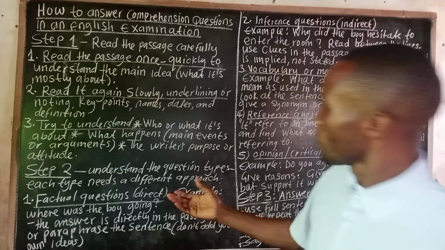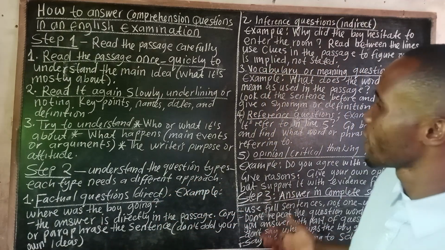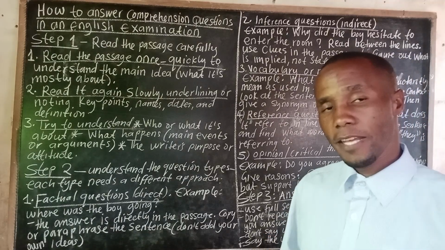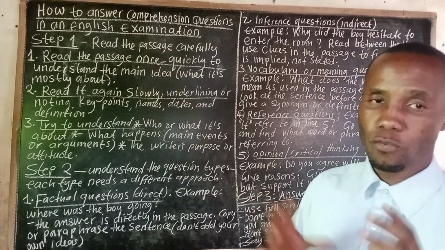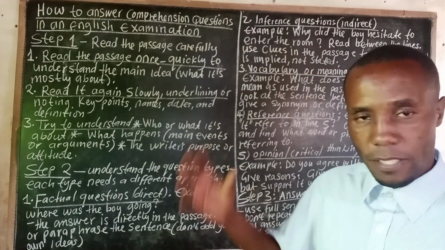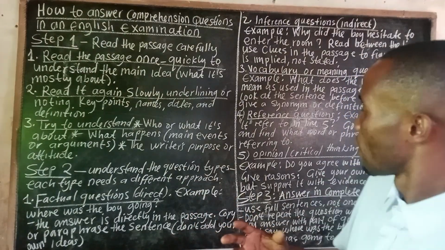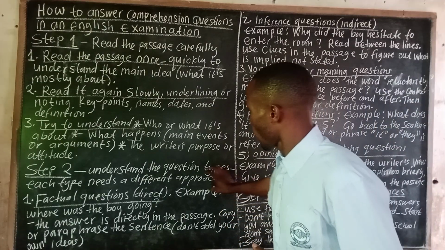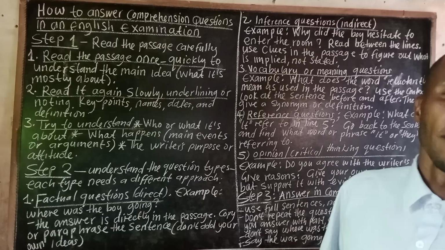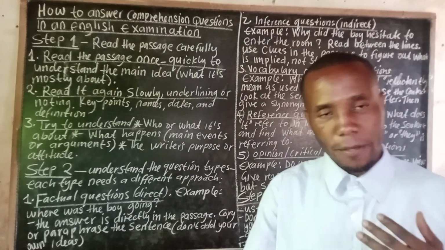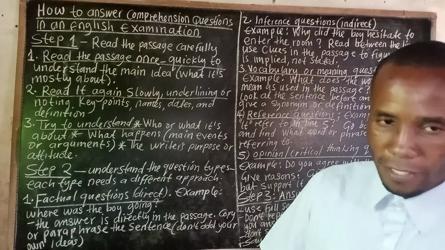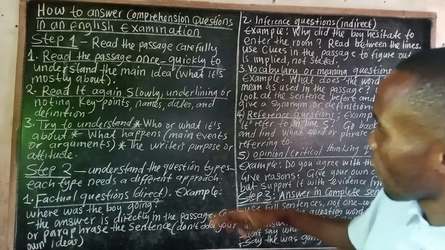Then we go to step two. Step two, understand the question types. Each type needs a different approach. The first thing that you need to understand in comprehension, about the questions they ask after the passage, is that there are a number of types of questions. So what you need to do is to understand the question types. Why? Because each type has got a different approach. So this is what we are going to talk about.